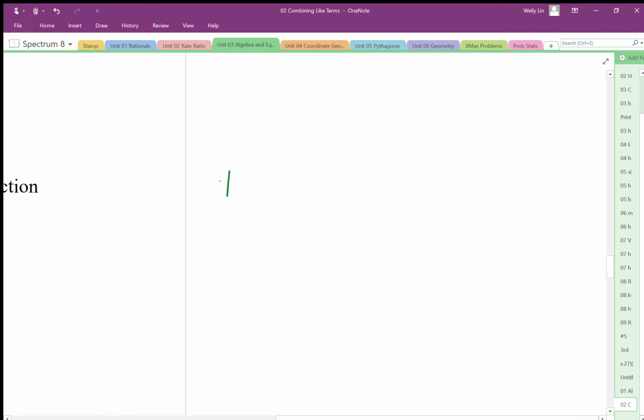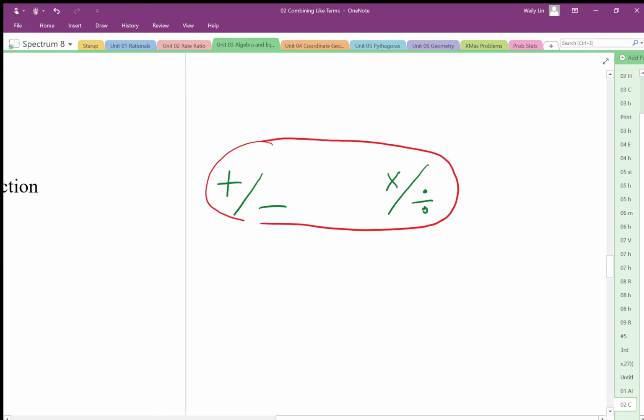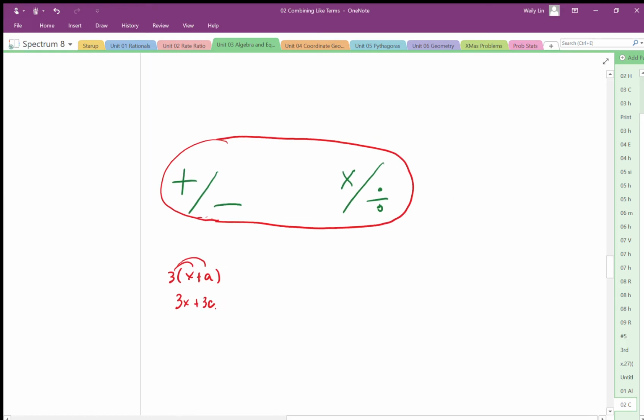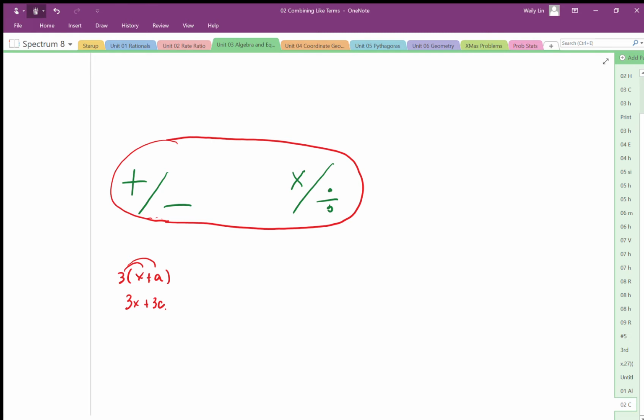We have plus and minus, and there's times and divide. These two things are actually compatible. We can mix those. Now we don't want to if we can avoid it, but we can mix those in that we can distribute multiplication over addition. So we can have 3 times x plus a, and we can deal with the times and the plus at the same time by doing that: 3x plus 3a.